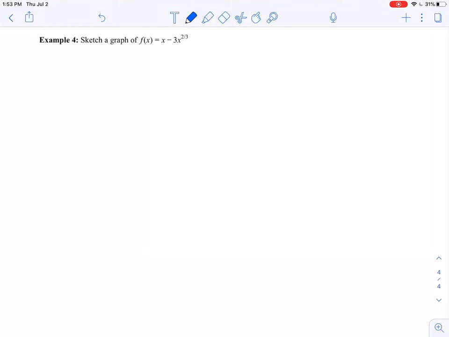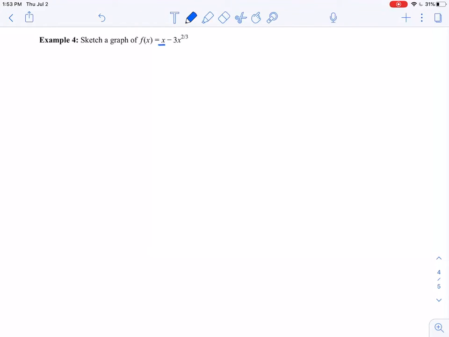Let's look at one more example here. I would like to sketch the graph of f of x equals x minus 3x raised to the 2/3 power. So I might start by looking at the domain of this function.